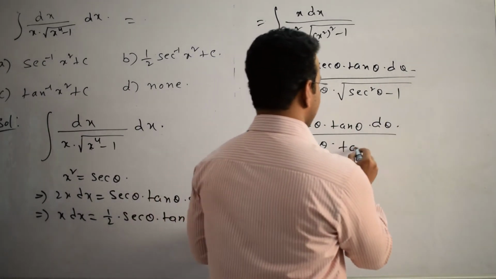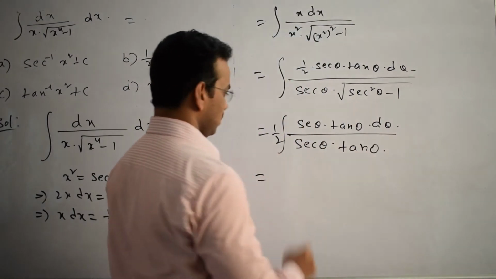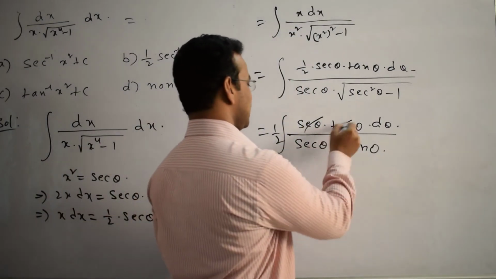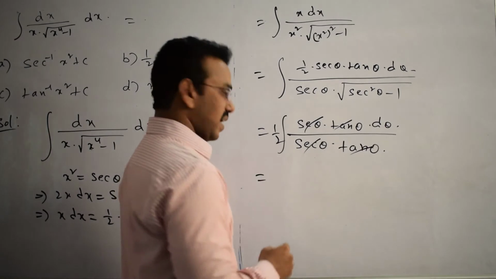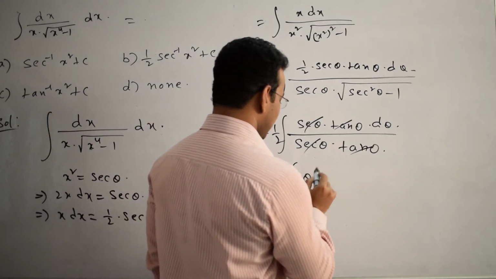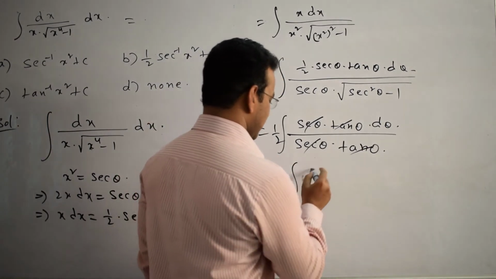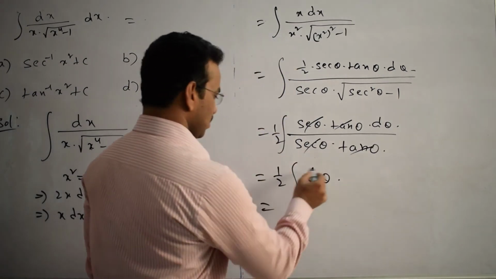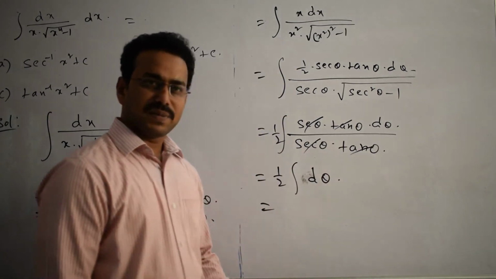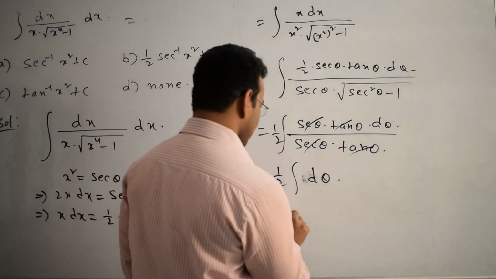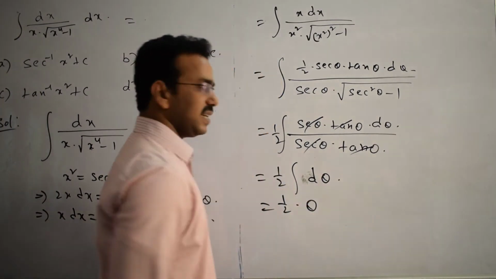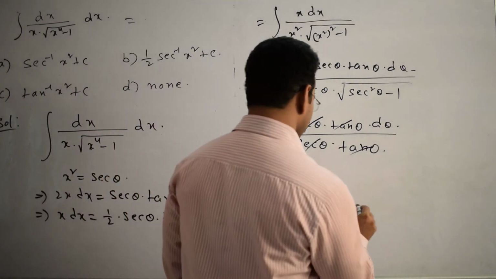Finally I am getting tan theta. So fortunately here secant theta tan theta gets cancelled. Finally we are getting half into integral d theta. So let me write d theta here. So which equals, the integral of a constant means x, so here the variable is theta. So let me write theta plus c. This is the constant of integration.